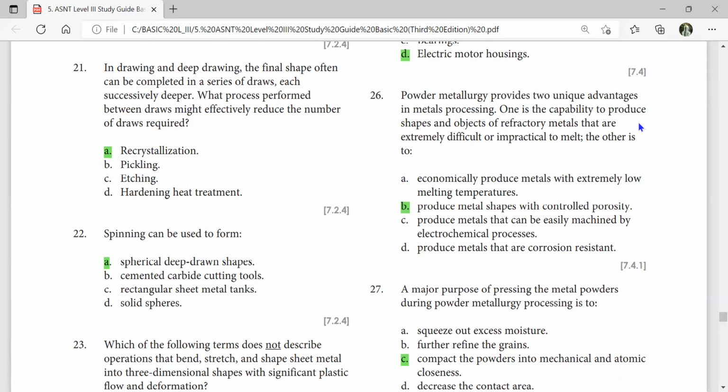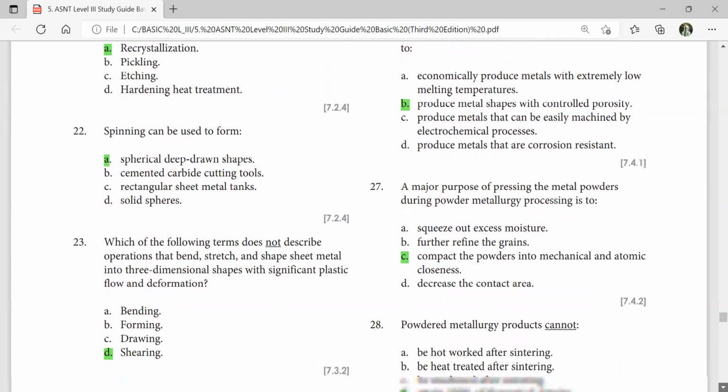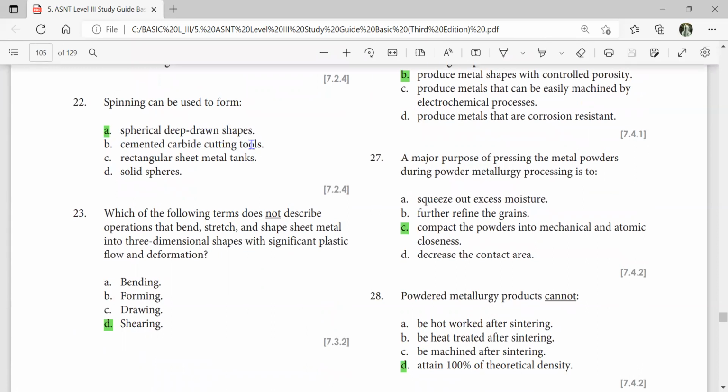One is the capability to produce shapes and objects of refractory metals that are extremely impractical to melt. The other is to produce metal shapes with controlled porosity. Spinning can be used to form spherical deep drawn shapes. A major purpose of pressing the metal powders during the powder metallurgy processing is to compact the powder into mechanical and atomic closeness.